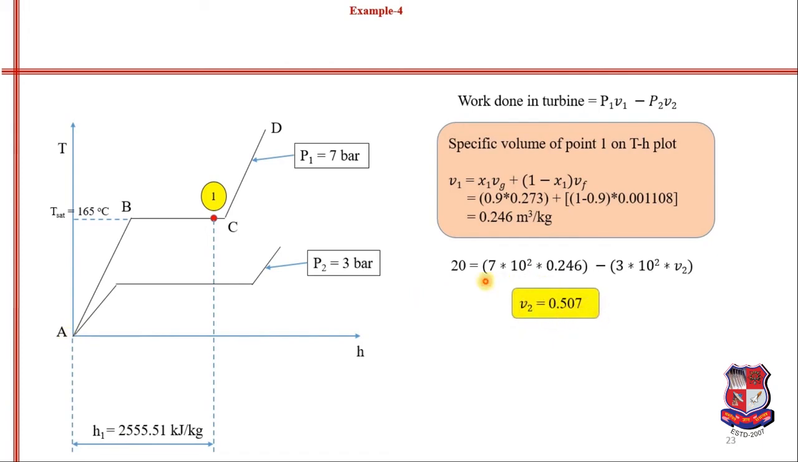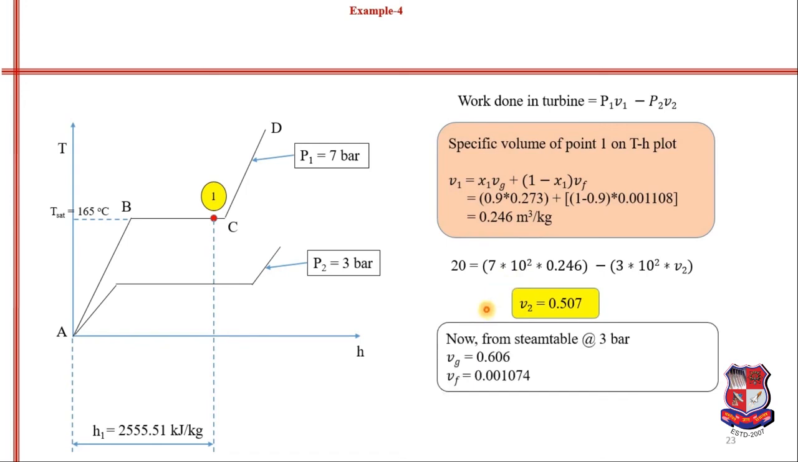Keep one thing in mind, 20 kilojoule per kg is given. That is why we are using the pressure in kilonewton per meter square. If we are converting this 20 kilojoule into 20 into 10 raised to 3 joule, then you have to use the value of pressure in Newton per meter square.